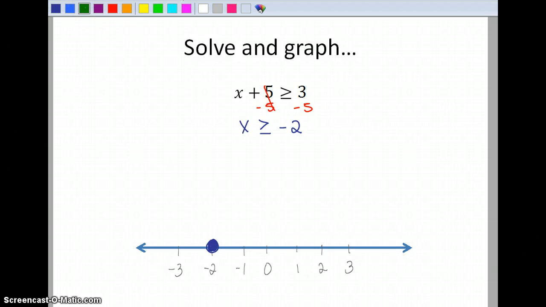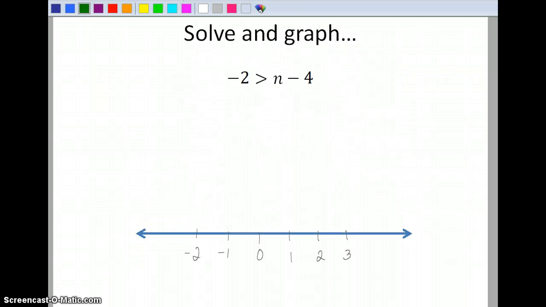Okay, now I'm going to ask myself, is -3 larger than -2? No. Well, is -1 larger? Yes. So I'm going to shade to the right. Let's look at the next one.